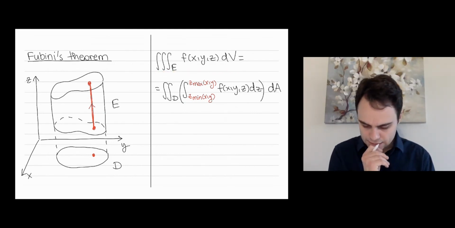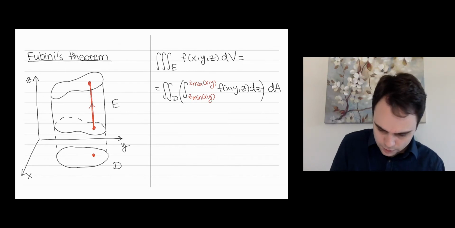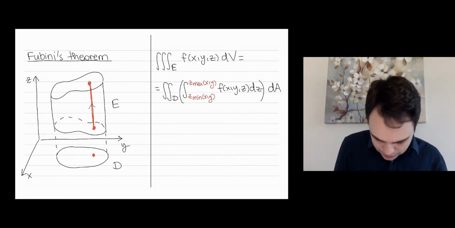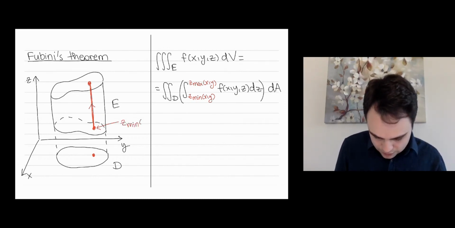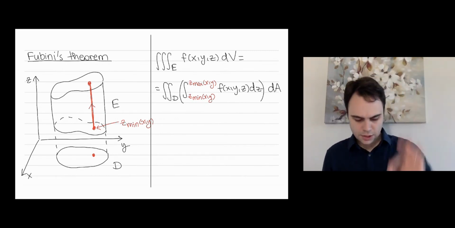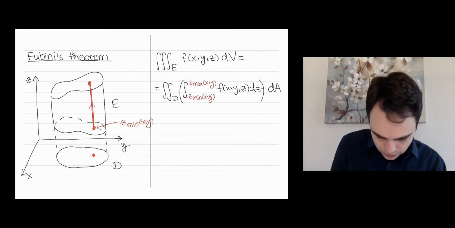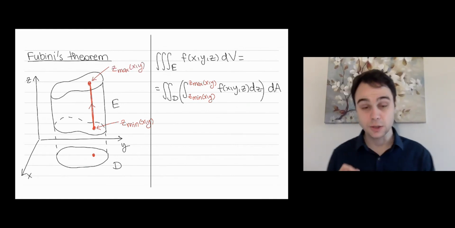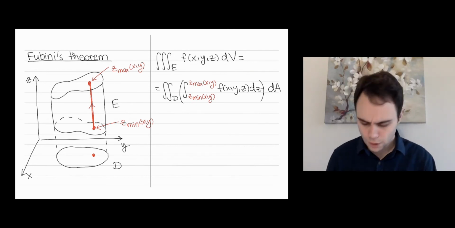Now, in this there are a few things to discuss. First, at the bottom over here, this is what I mean by z min, the minimum value of z in this vertical segment. And here is z equal to the maximum value, some maximum value that depends on x and y.